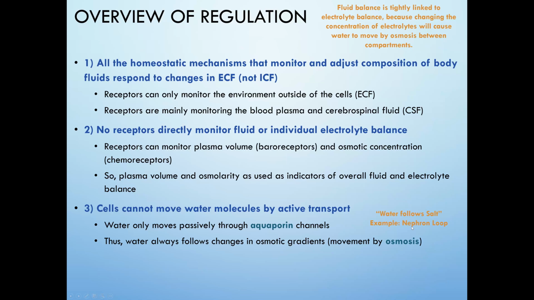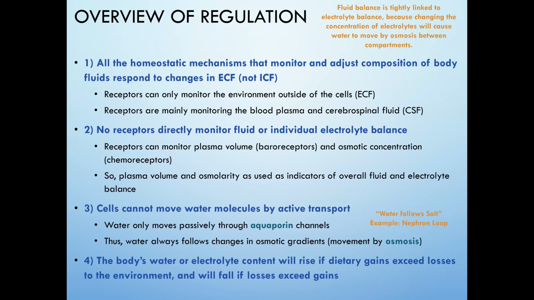And we saw this in chapter 26 with the nephron loop. We used little ion pumps in the ascending limb of the nephron loop to pump out sodium and chloride ions, and then because we did that, the water followed by osmosis in the descending limb. And the final principle is that the body's water or electrolyte content will rise if your gains exceed your losses, but the content will fall if your losses exceed your gains. And that one should just make common sense.